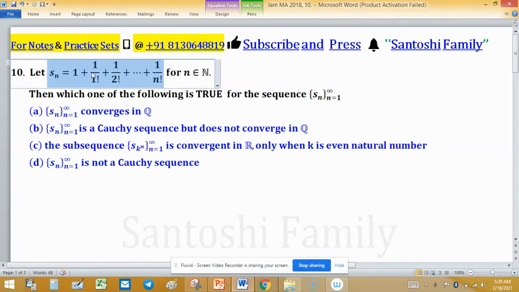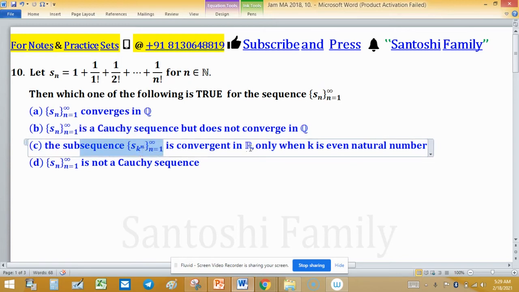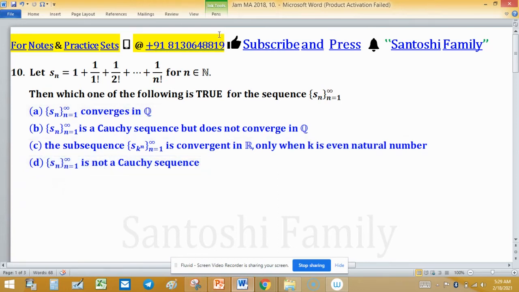Let S_n equal 1 plus 1 upon 1 factorial plus 1 upon 2 factorial plus, and so on, up to 1 upon n factorial, for n coming from the set of natural numbers. Then which one of the following is true for the sequence S_n? Option A: S_n converges in Q. Option B: S_n is a Cauchy sequence but does not converge in Q. Option C: the subsequence S_(kn) is convergent in R only when k is an even natural number. Option D: S_n is not a Cauchy sequence. We have to tell about S_n in all four options.